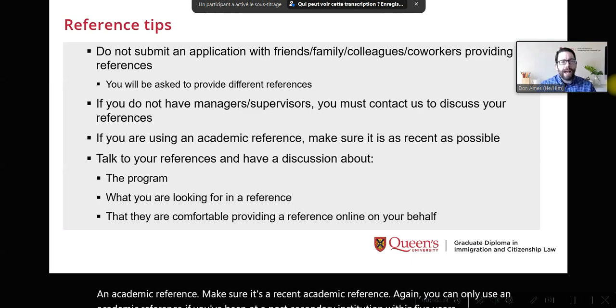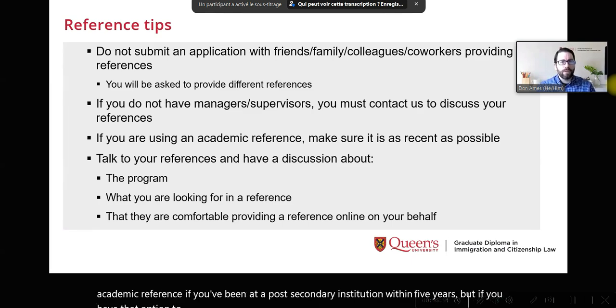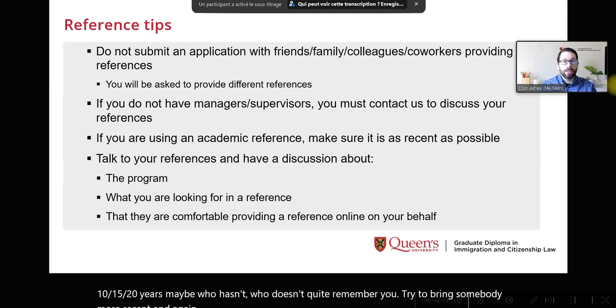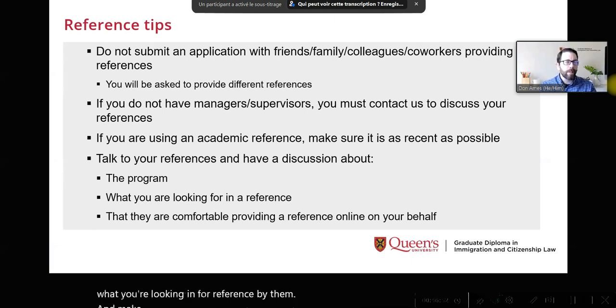But if you have that option to provide an academic reference, try not to make it somebody who's 10, 15, 20 years out, maybe who doesn't quite remember you. Try to bring somebody more recent. And again, talk to your reference about the program, talk about what you're looking for in a reference by them, and make sure that they are comfortable providing documents on your behalf. Also, make sure they're going to fill out the form appropriately.